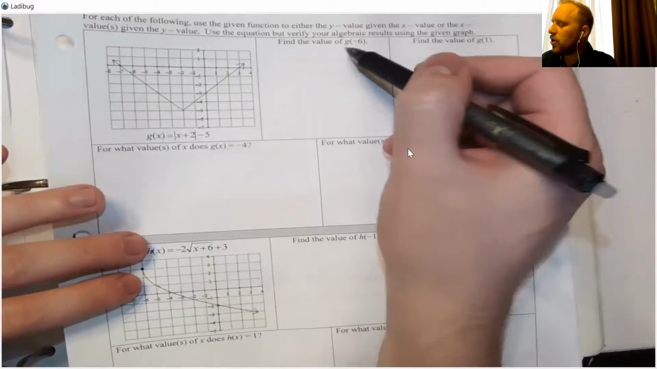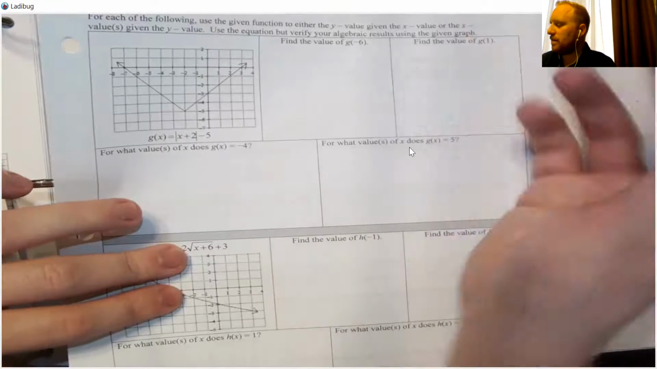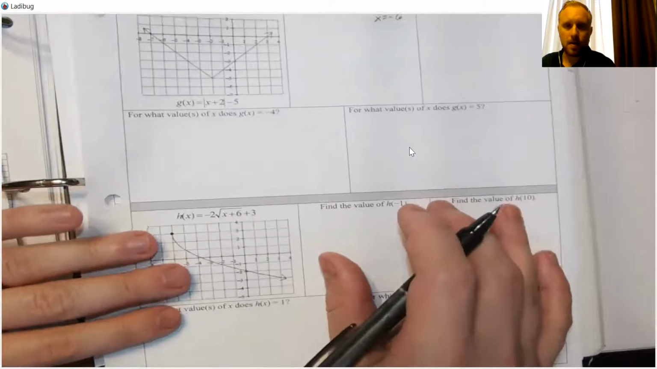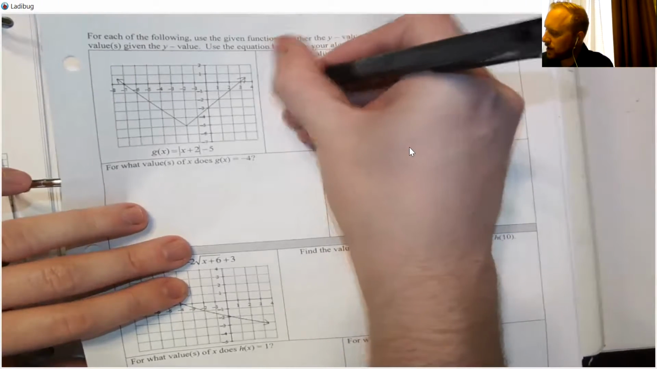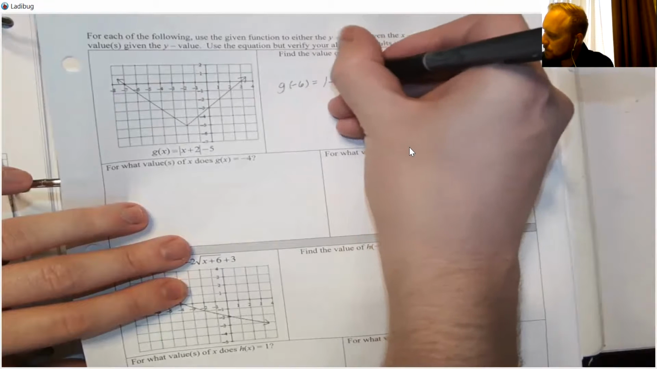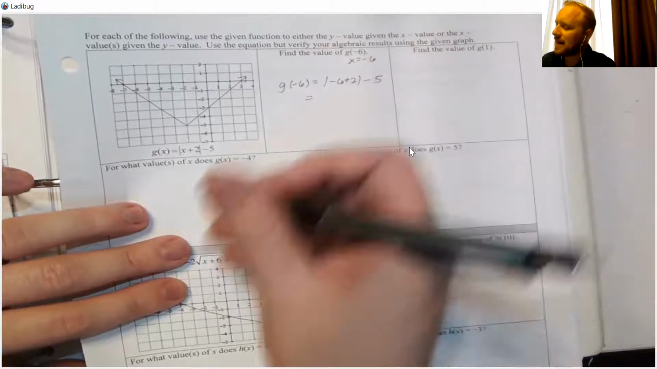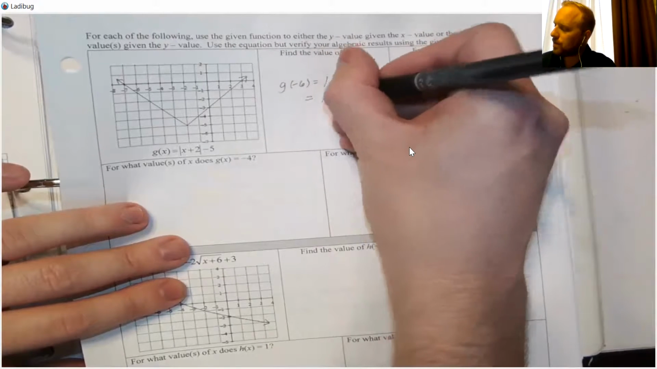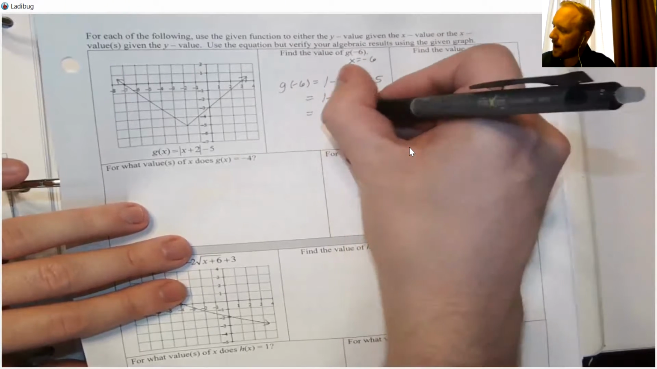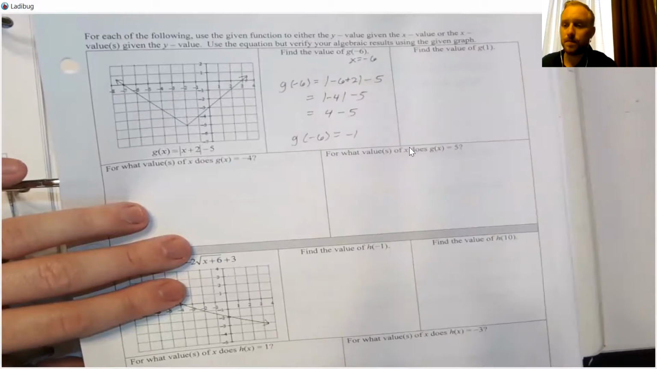Okay, so it says find the value of g of -6. So here we have the graph of g, and they want us to find g of -6. So this is saying when x is -6, what is the y value? That's what it's asking. So we're gonna plug a -6 wherever we see an x. So this is the absolute value of -6 plus 2, minus 5. And notice we have absolute value. So we have to do what's inside the absolute value bars, which is -4, minus 5. And the absolute value of -4 is 4, minus 5. And so we know that g of -6 is equal to -1.